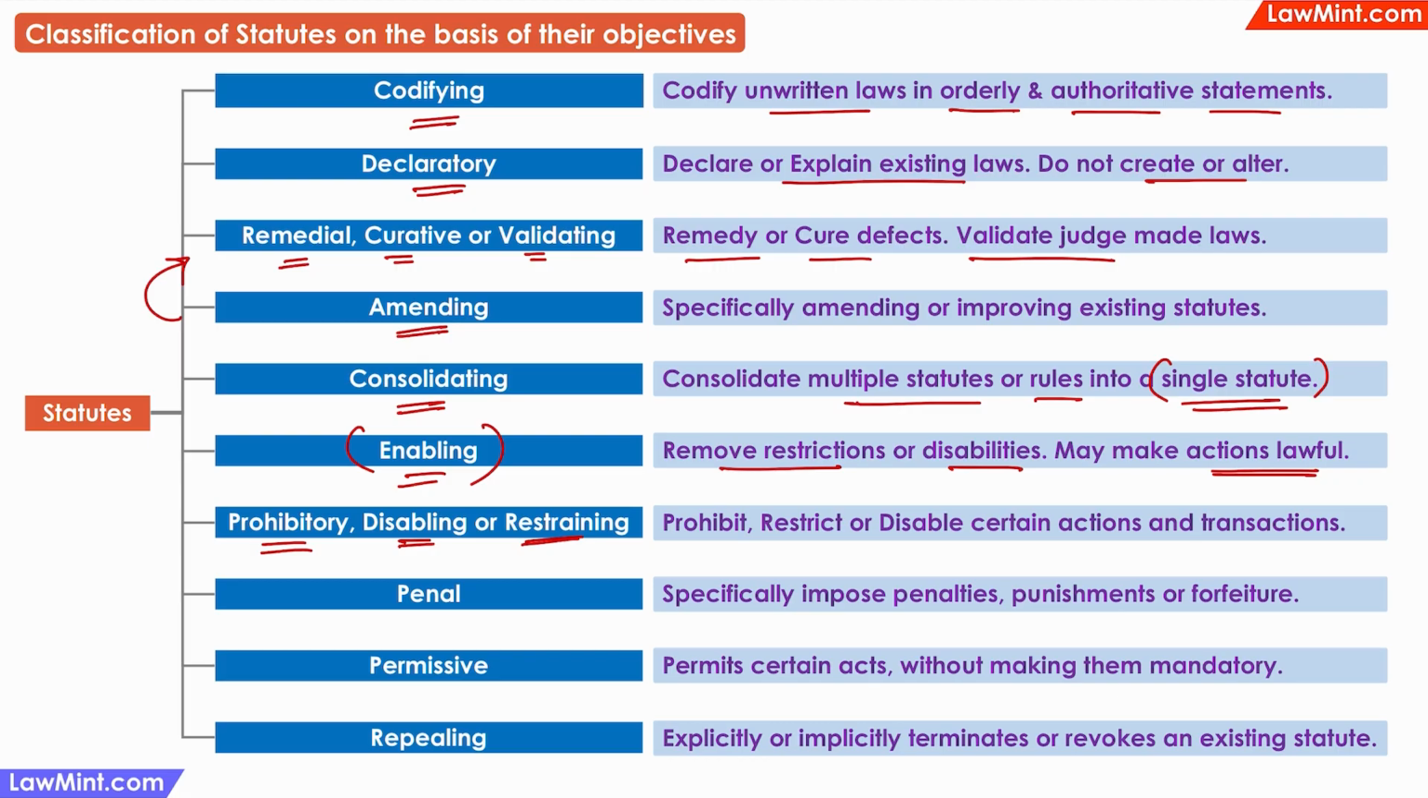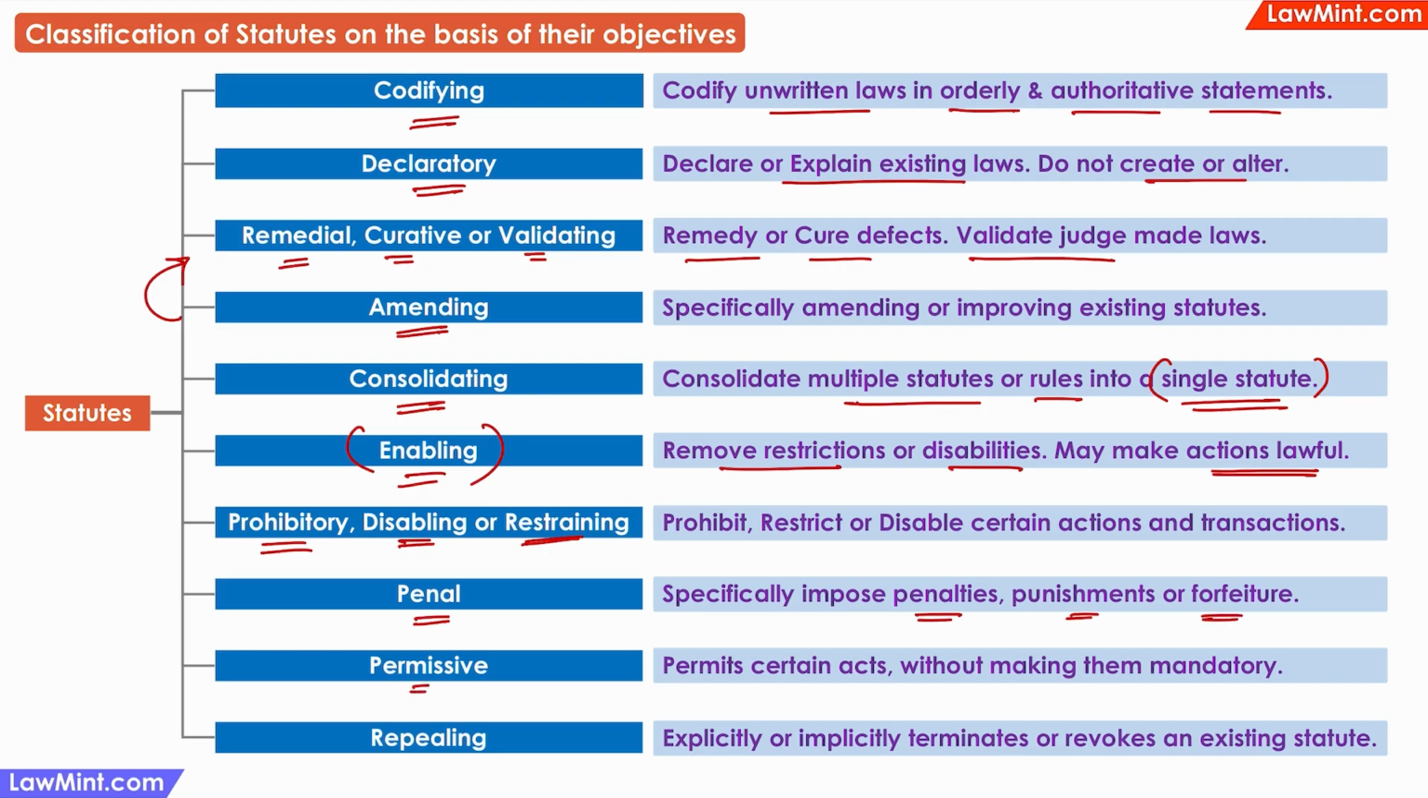Many statutes have prohibitory, disabling, or restraining objectives. For example, the Child Labor Prohibition and Regulation Act of 1986 specifically prohibits children from being employed in several sectors or industries. Penal statutes like the Indian Penal Code specifically impose penalties, punishments, or forfeiture.